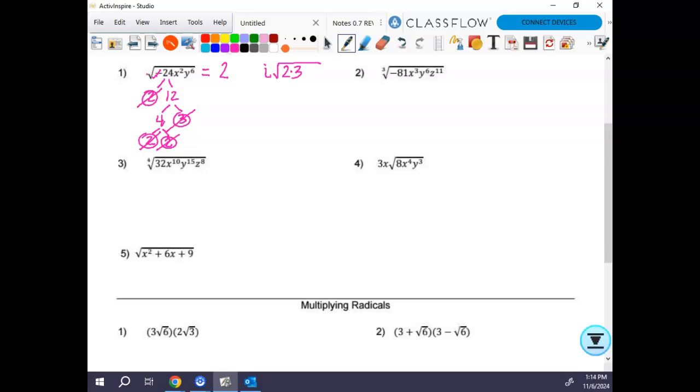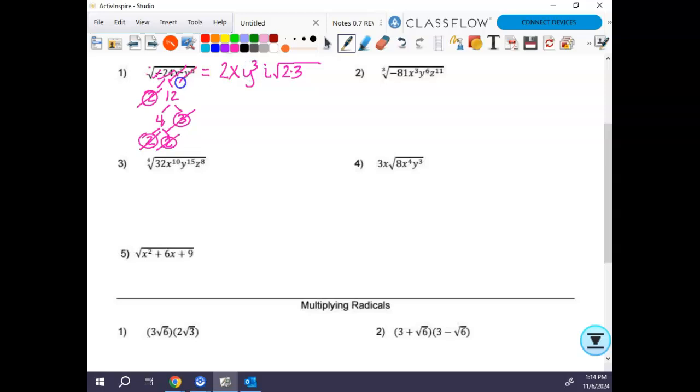Then I look at, so I've taken care of the 24. I've got x squared. I take the exponent, which is 2, and I divide it by the index, which is 2. 2 divided by 2 is 1. There's no remainder, so it just comes out as an x, because I have to divide that, because the square root of x squared is x, right? So then I'm done with that guy. Y to the 6th, I take the 6 divided by 3. There's no remainder, so y to the 3rd comes out.